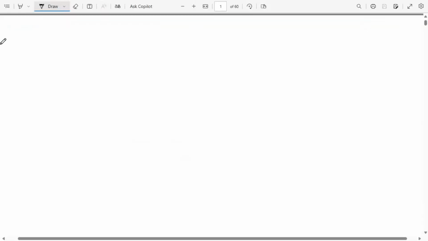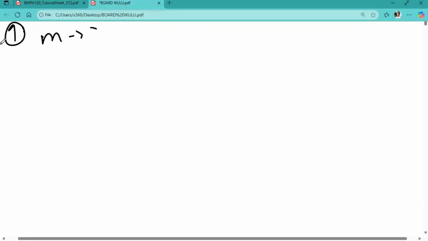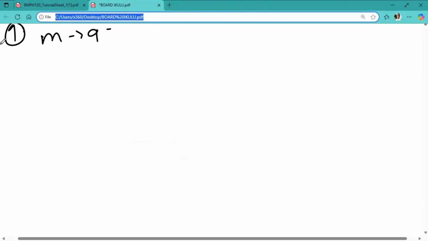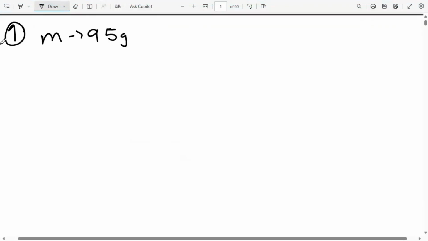Label this as question 1, and we've been given data. We've been given mass, 95 grams, and we've also been given volume of 60 cubic centimeters. Part A is saying we should calculate the density. So density is equal to mass over volume. Since we've already been given mass in grams and volume in cubic centimeters, there's no need of converting any units. We can just use these directly and find our density.